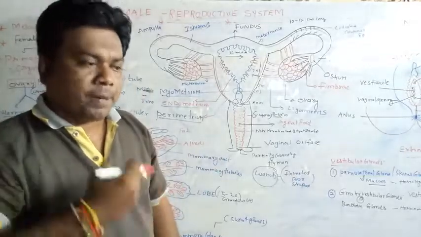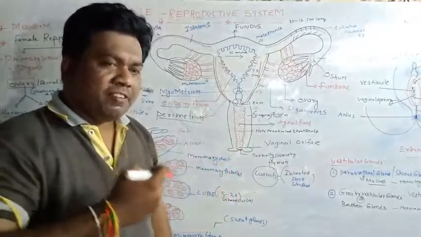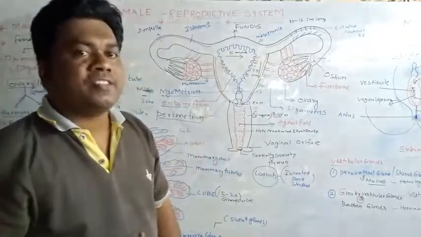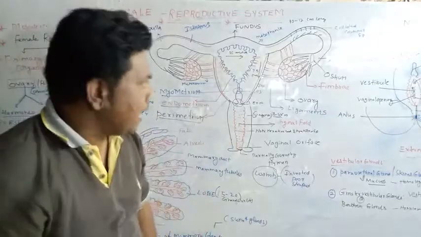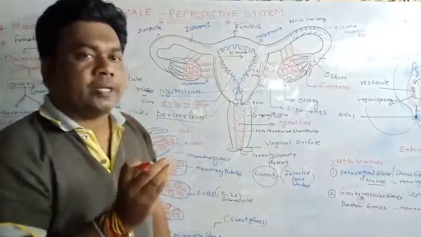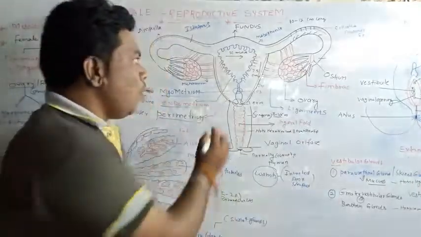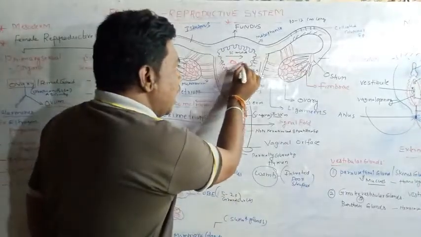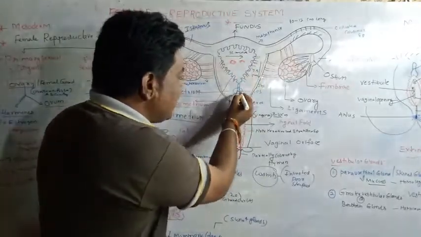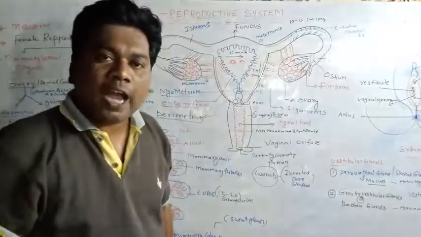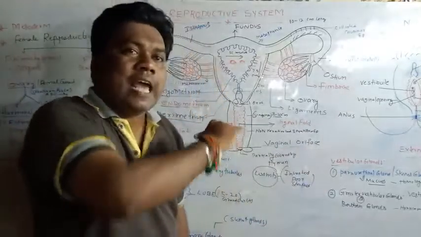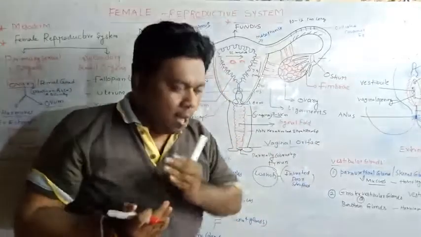Every 28 days, the female reproductive cycle occurs in females. That cycle is called the menstrual cycle. During the menstrual cycle, these blood vessels rupture. Due to the rupturing of blood vessels, the blood oozes out into the uterus, and through the cervical canal it enters the vagina, and through the vaginal orifice it is expelled outside. That is called the menstrual flow.